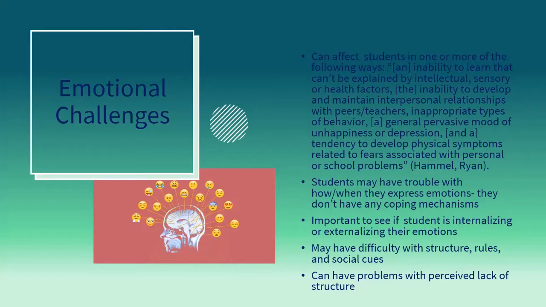Students may have struggles with how or when they express emotions. So this means that they don't have any coping mechanisms. It is very important to see if the student is internalizing or externalizing their emotions. Some students may have difficulty with structure, rules, and social cues. They also can have problems with perceived lack of structure.